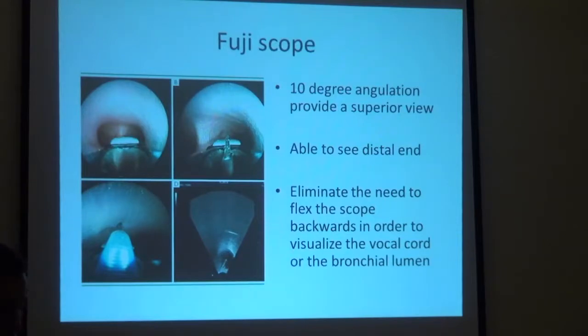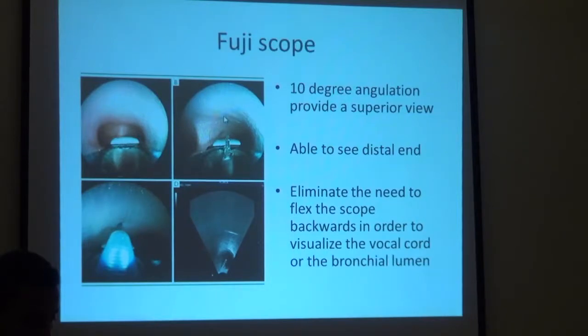The Fuji scope, I think, offers a significant advantage with regard to navigation. And first, you have only a 10-degree tilt. So even with the scope not flexed, just in the neutral position, you're able to see what's happening at the tip. You're able to see the tip of your scope, and you're able to see what's beyond it without moving the scope. So the navigation is much easier.